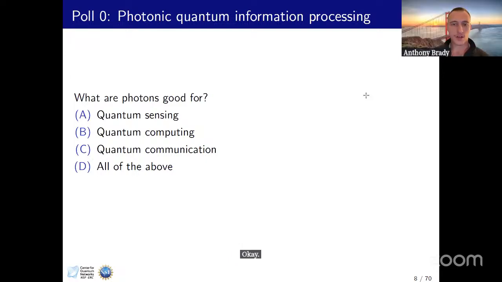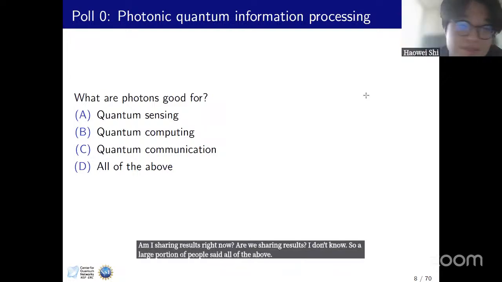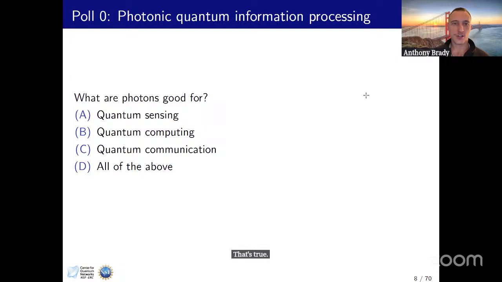In the poll, can I share? Am I sharing results right now? Are we sharing results? I don't know. So a large portion of people said all of the above. That's true. So I'm trying to exit out of this. Yeah, so photons are good for just about anything.